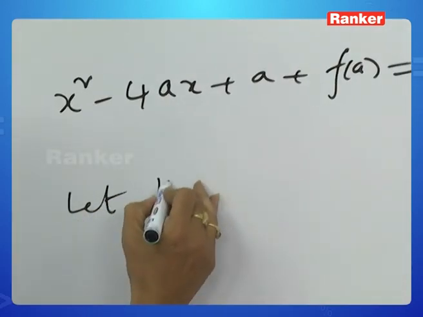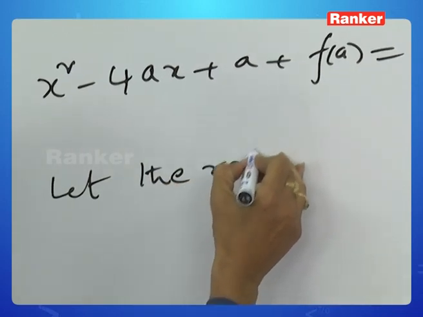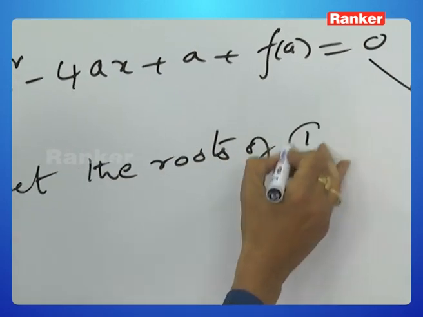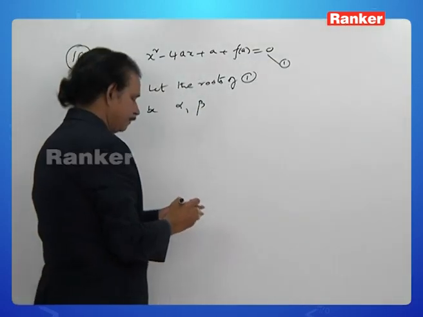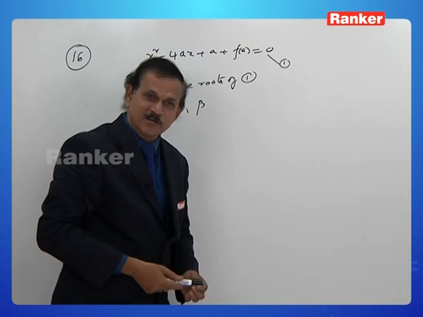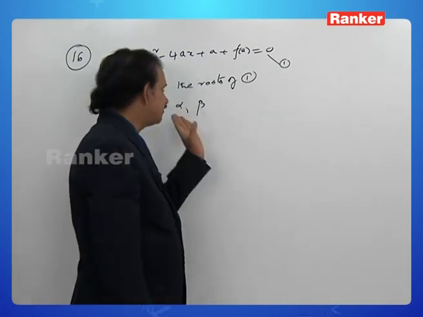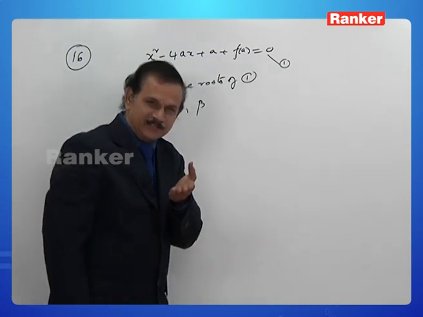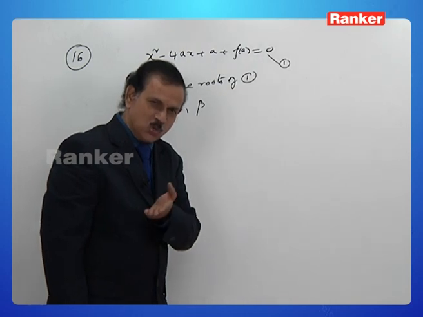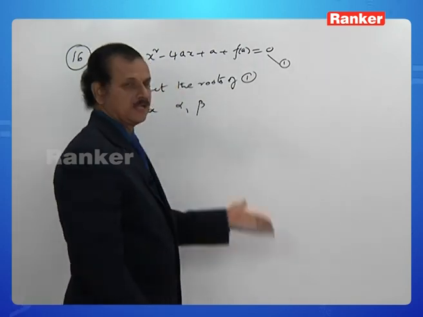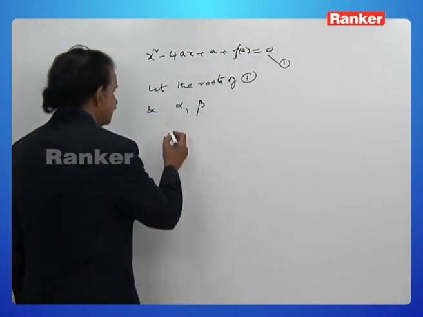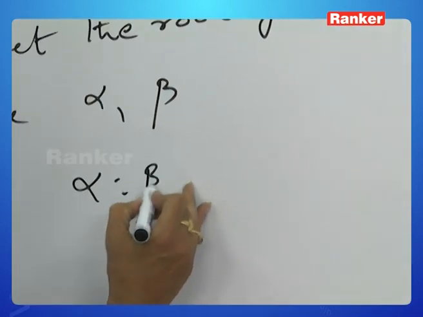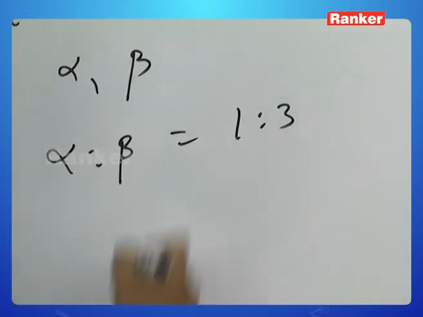Let the roots of 1 be alpha, beta. From the data, what is beta? It is thrice of alpha. He is saying 3 times that of the other root. So alpha and 3 alpha are the actual roots. Now I like to use it as the ratio between alpha and beta is 1:3.